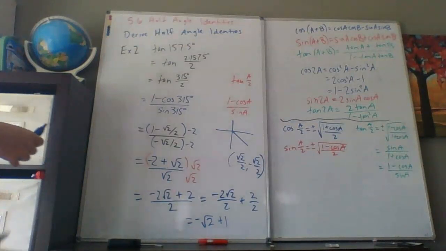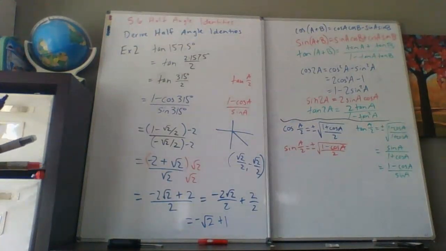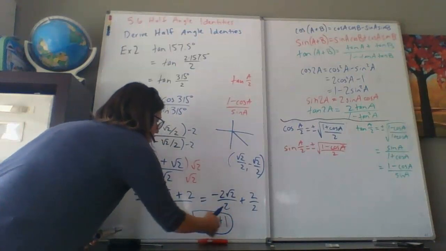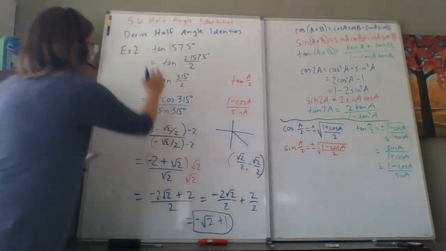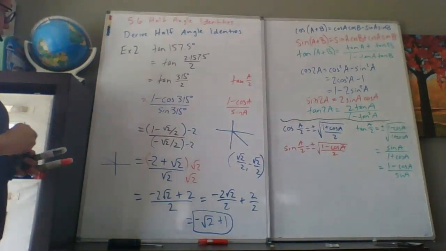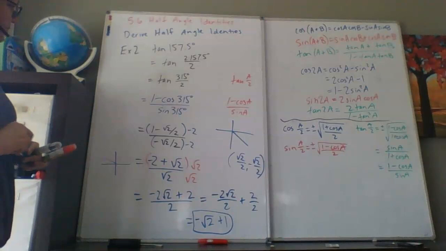So the tangent of 157.5 degrees is negative rad 2 plus 1. Now, because rad 2 is bigger than 1, this will be a negative, which is consistent considering 157.5 degrees is in quadrant 2 and tangent is negative in quadrant 2.